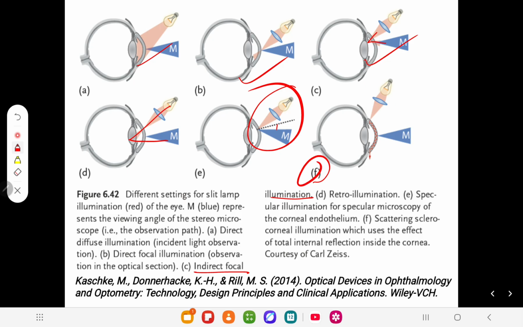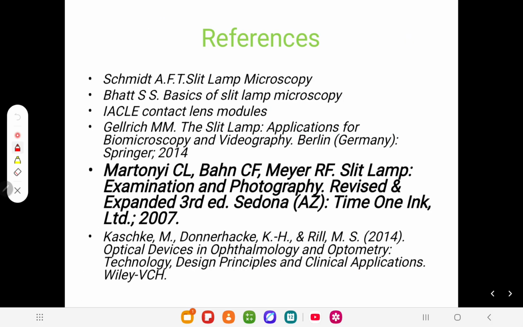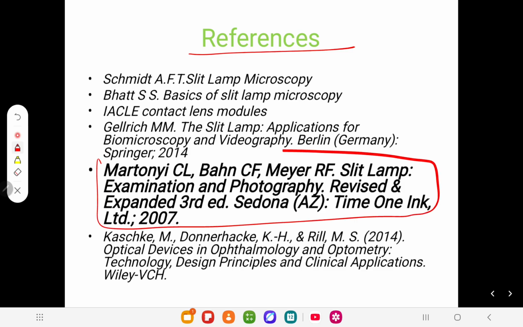This is a beautiful picture I have taken from the book called Ophthalmology and Optometry. So I think that's it. I have always told you, just focus on my references. Try to get all these books. A lot of pictures are taken from this book. This is very, very good stuff. These three books are very good, but especially these two, this one and this one. These two books are very good. Okay, I think that's it.